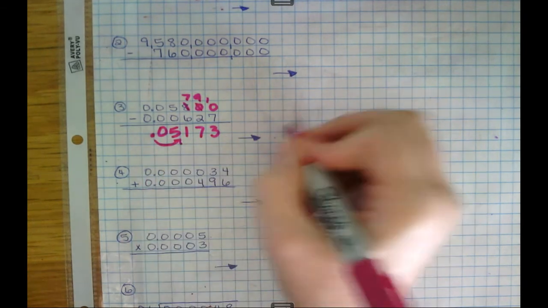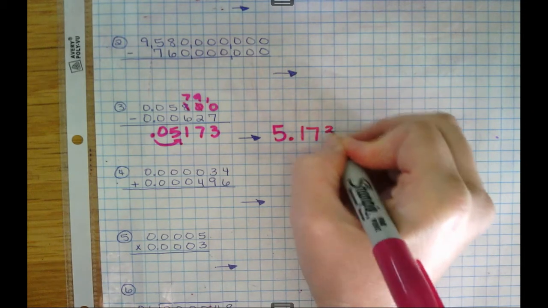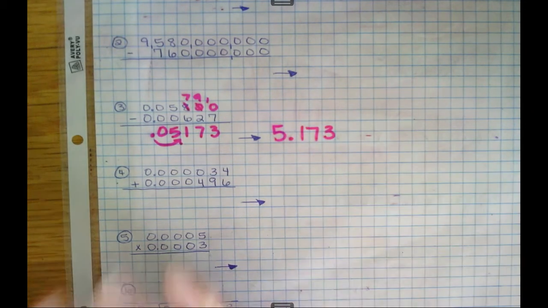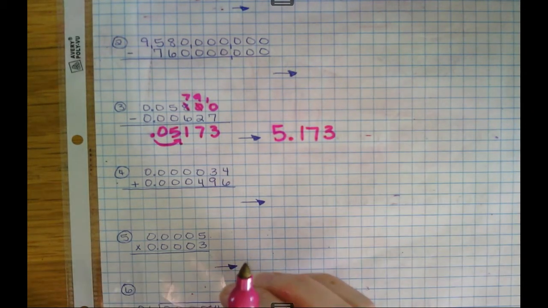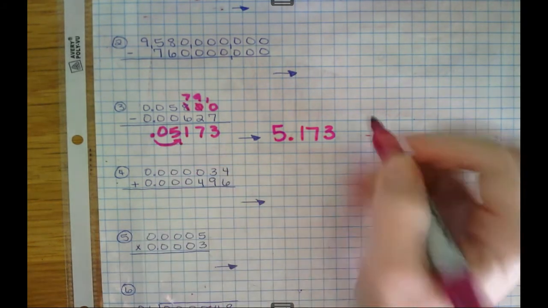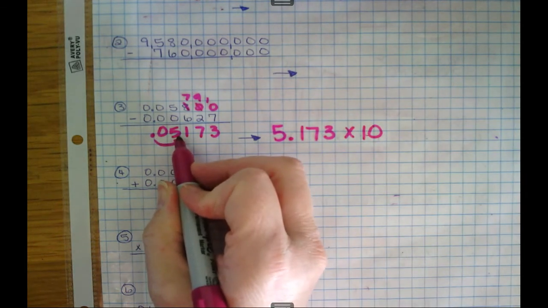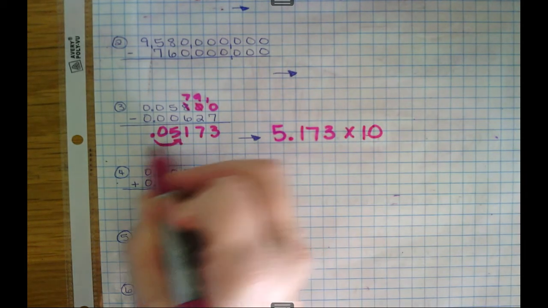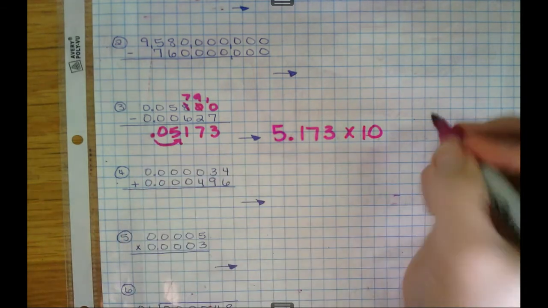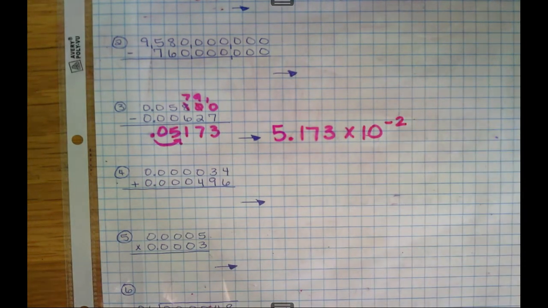Okay, now I rewrite this as scientific notation. So I need a 1-digit number with the decimal. And on today's assignment, I'm going to ask you not to round at all. Just write out the complete answers. Okay, and then times 10. And I moved my decimal place 2 places to the right. This started out as a decimal number. So I have a negative power of 2 because I moved it 2 places.